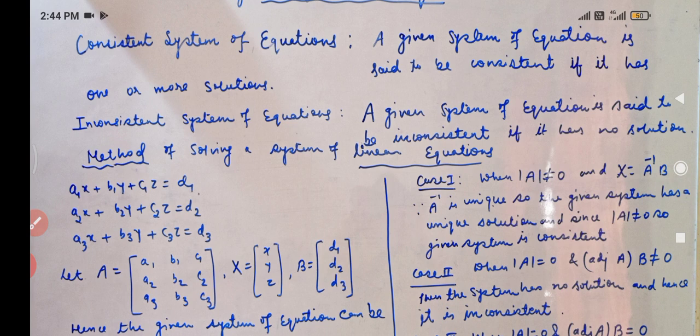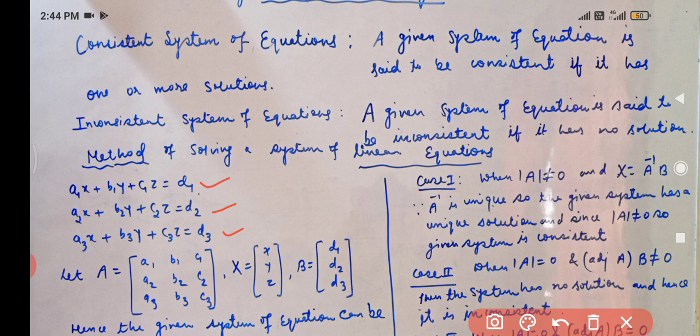First we take linear equations, either 2 equations or 3 equations or 4 equations and many more. So to solve a system of linear equations, I have taken here 3 linear equations, and the linear equations are of the form a1x plus b1y plus c1z equals d1. Then next is a2x plus b2y plus c2z equals d2. And the third one is a3x plus b3y plus c3z equals d3.